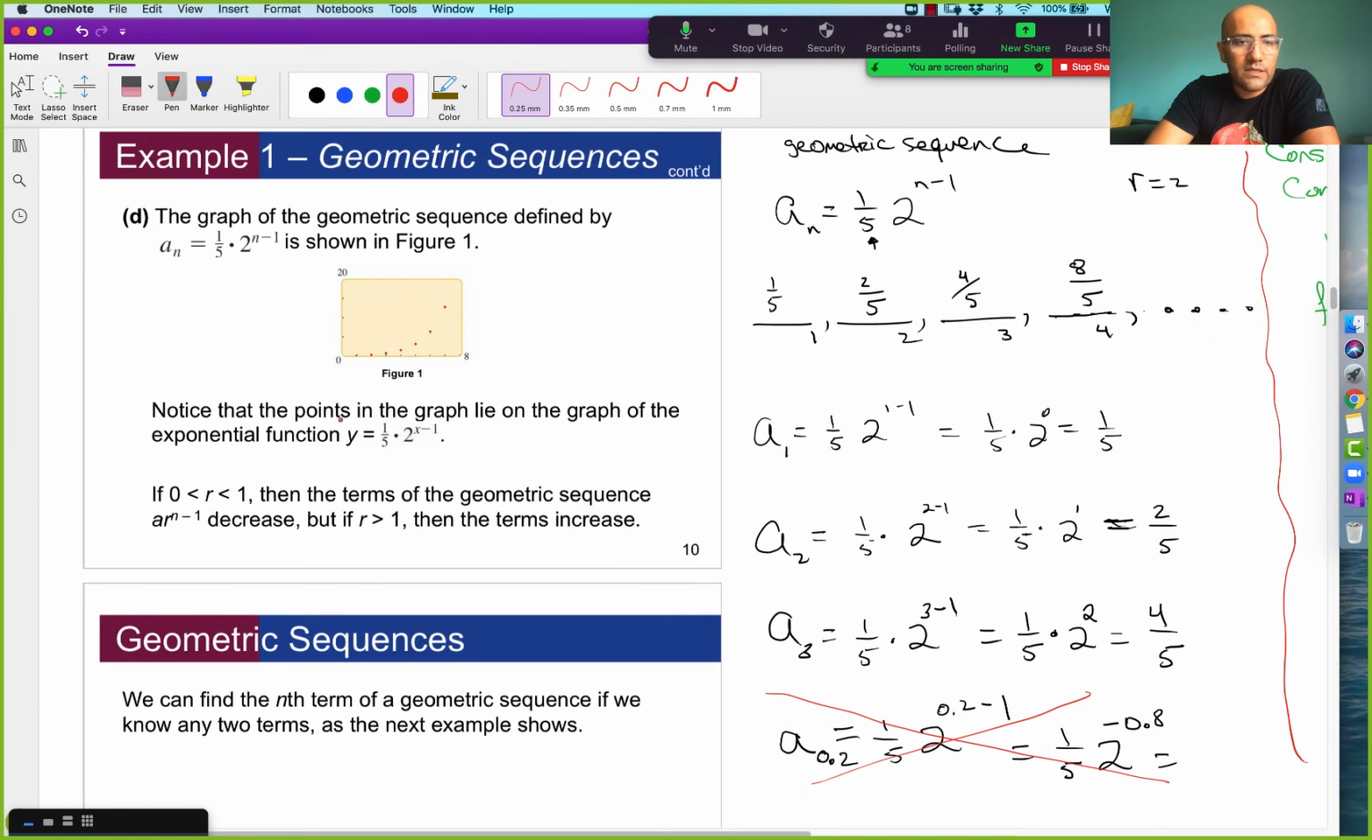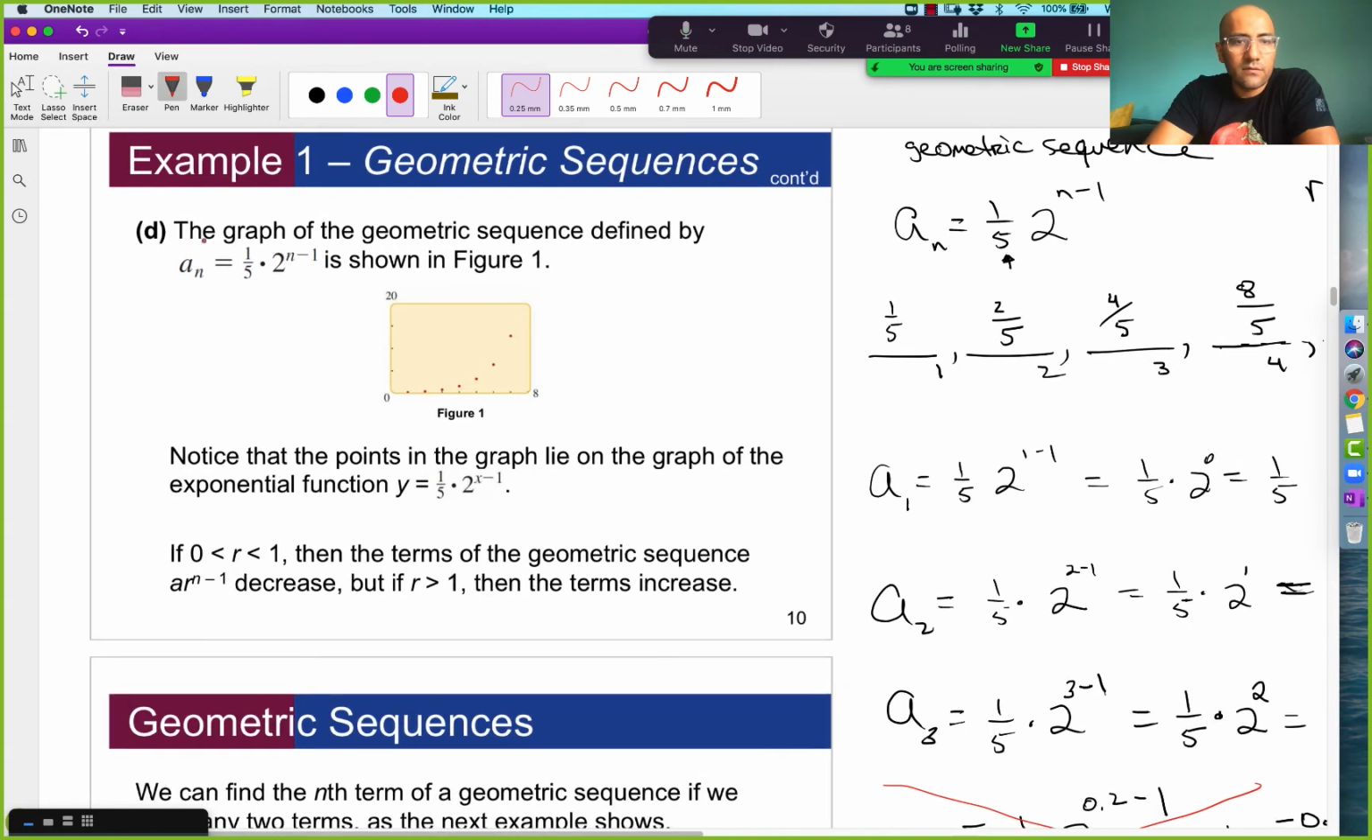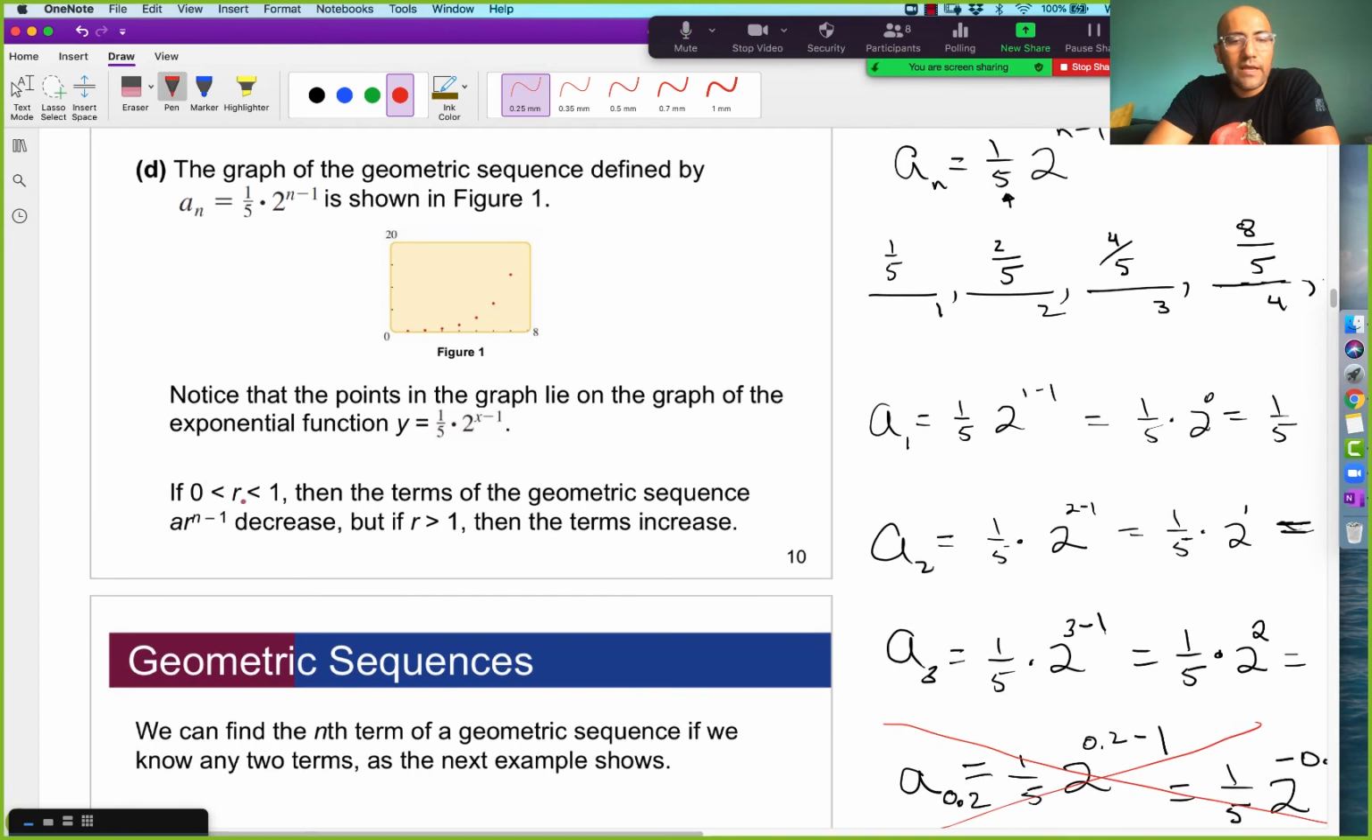So that's what the author is attempting to point out here. The graph of the geometric sequence defined by this equation is given by these little dots here, right? Notice that the points on the graph lie on the graph of the exponential function 1/5 times 2 to the x minus 1, the continuous function.